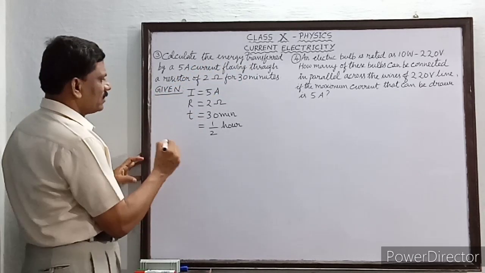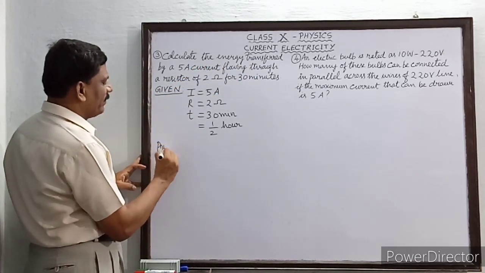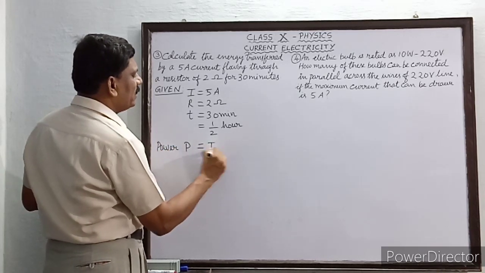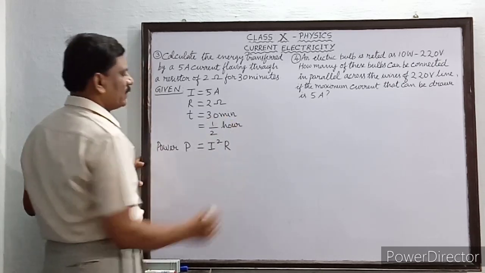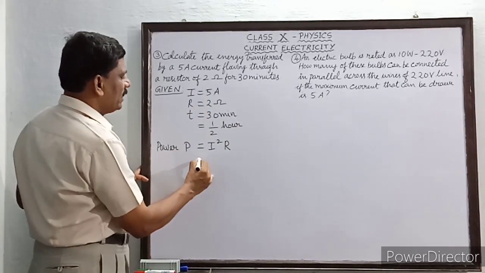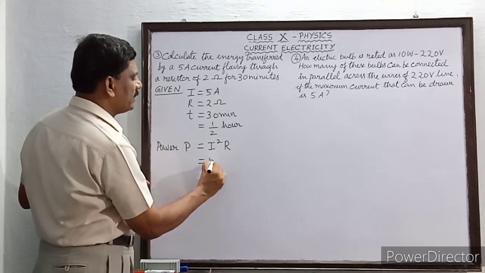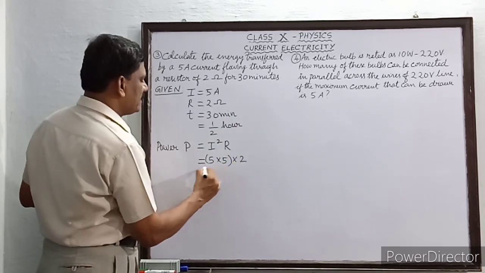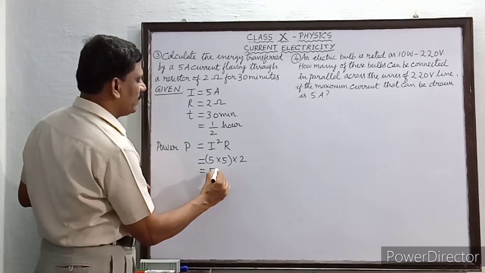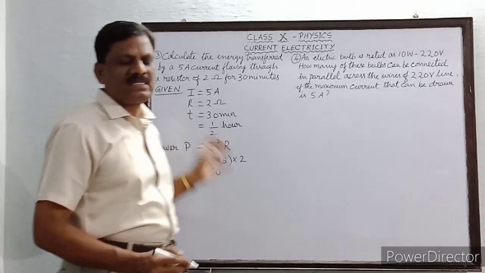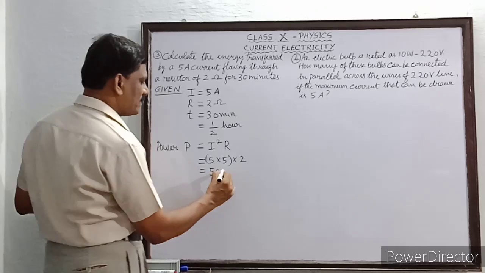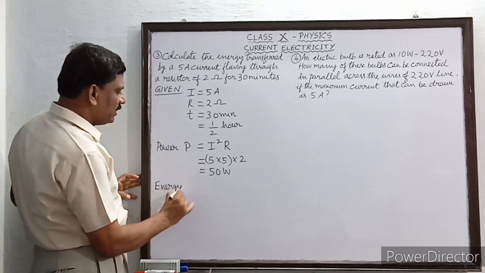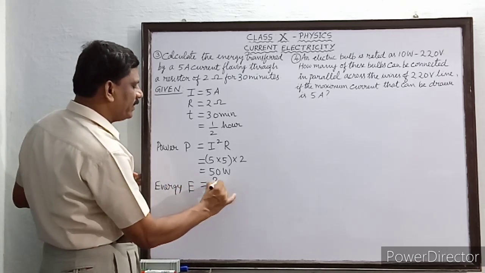Energy transferred. So first of all, the electric power P. Power P is equal to I square into R. And this is equal to what? 5 square, so this is 5 into 5 into 2. So this is equal to 50. What is the unit? Power is expressed in what unit? Watt. Therefore, the energy consumed, energy E is equal to power into time.